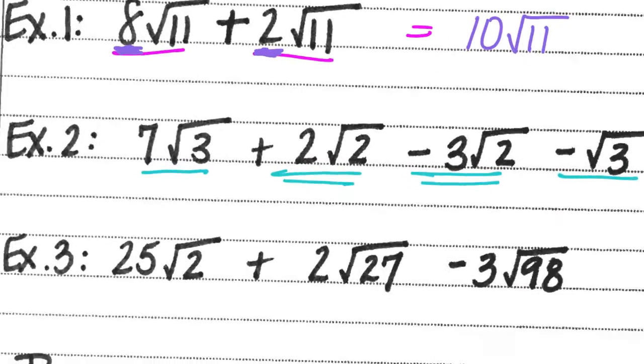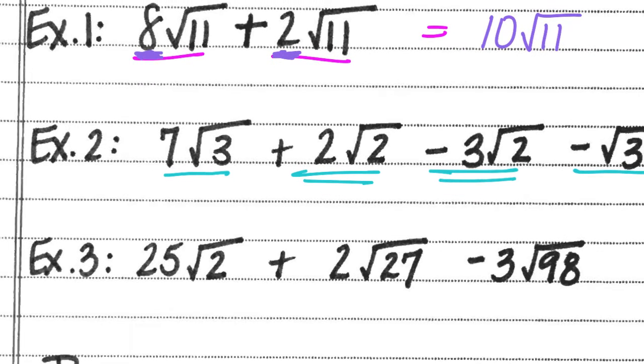Now, sometimes you got to break things down, and that's why I wrote down my perfect squares. 2 under the radical cannot be broken down, so there's nothing I can do. But 27 and 98 can. So remember that 27 has a perfect square of 9 that goes in it. So I know this is 2 times 3 root 3, which is 6 root 3.